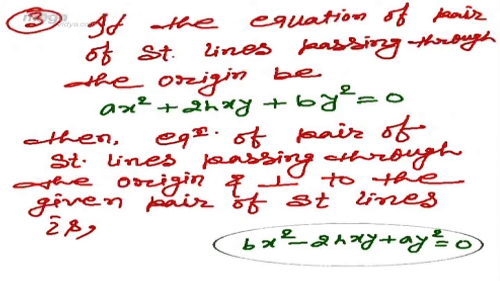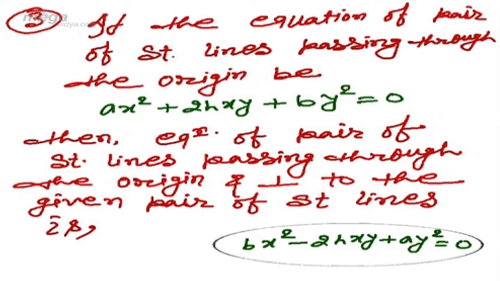You can remember this formula, this rule, like that: we interchange the coefficients of x square and y square, and we change the sign of h. That is, we change the sign of the coefficient of xy. Here it's plus, so it becomes minus. Here the coefficient of x square is a and the coefficient of y square is b, so they are interchanged, and it becomes the coefficient of x square as b and the coefficient of y square as a.